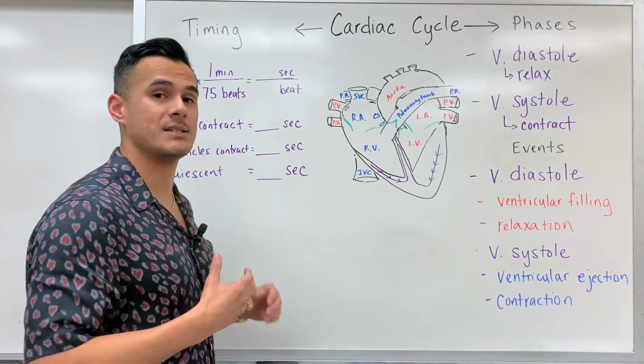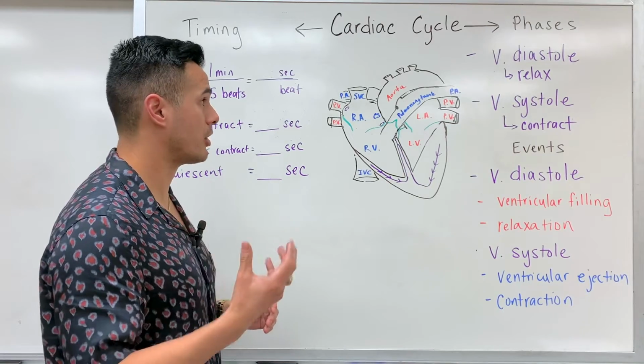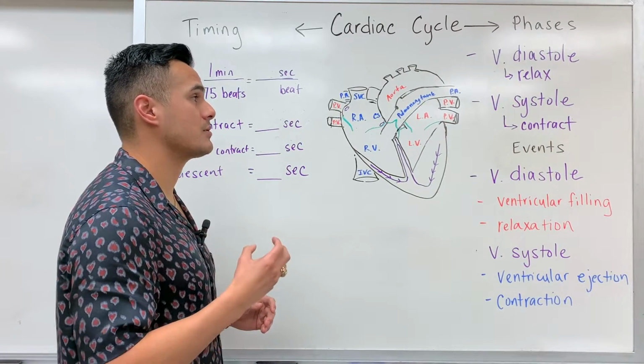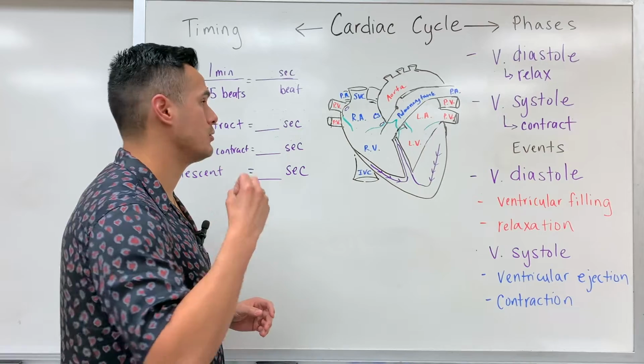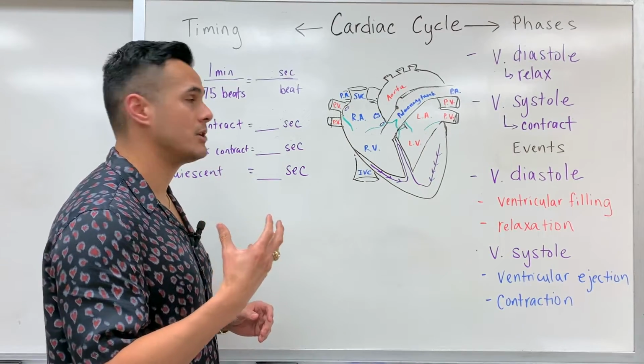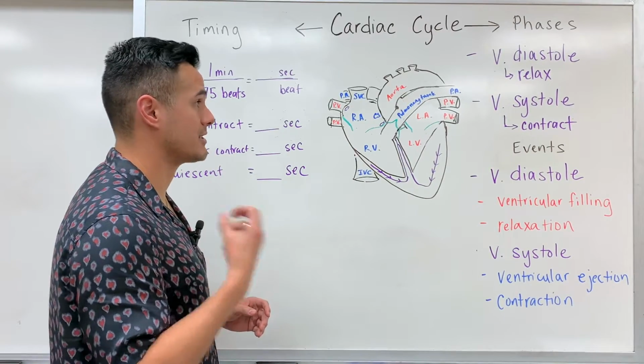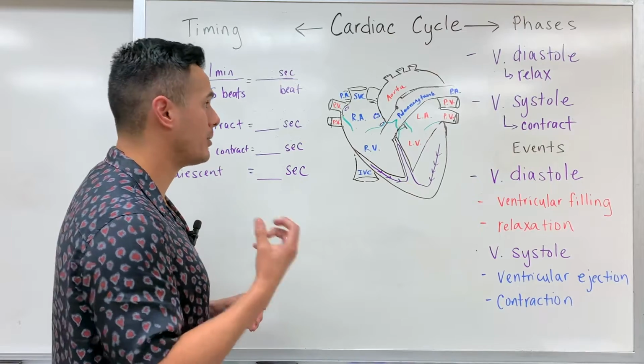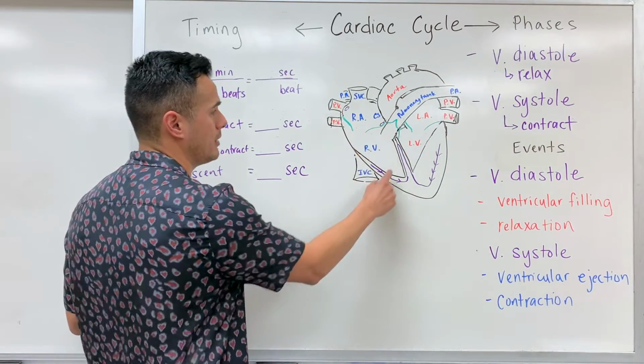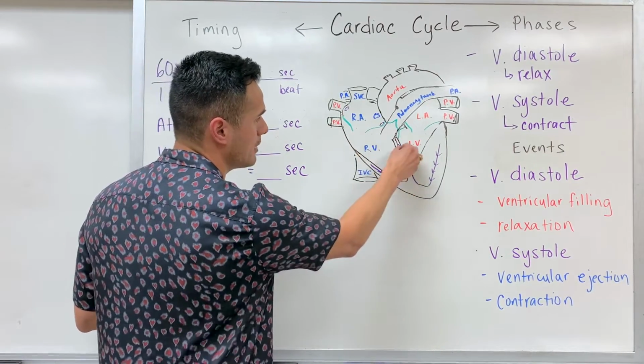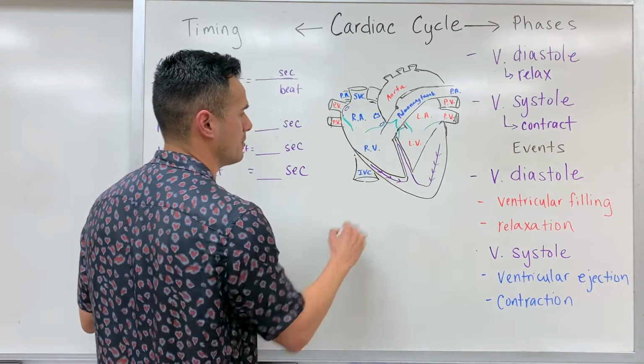Well, that's what relates to the intrinsic conduction system of the heart. So in order for the muscles, the atria and the ventricles, to contract and relax, you need that intrinsic conduction system. Some of those components include the SA node, the AV node. Over here you have the bundle of His, the right and left bundle branches, and then also the Purkinje fibers.